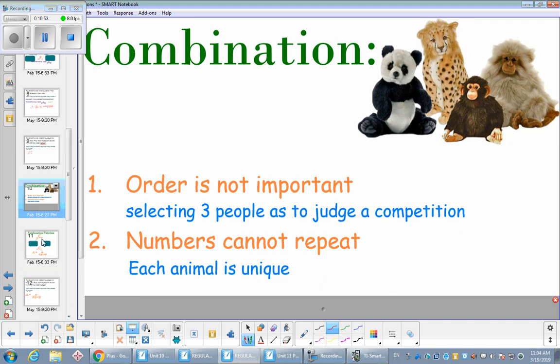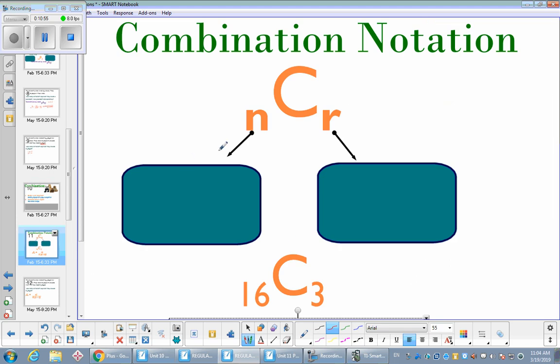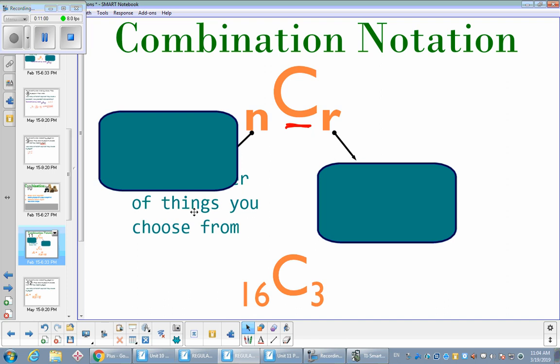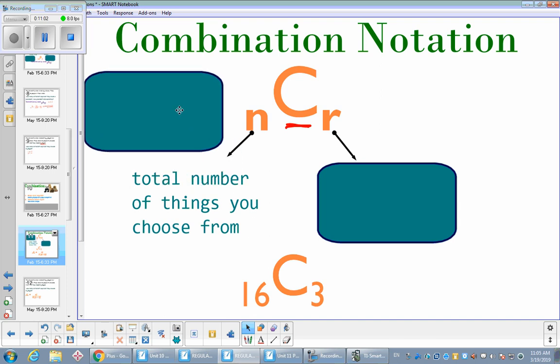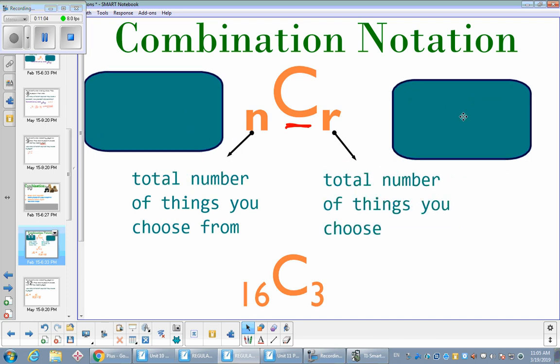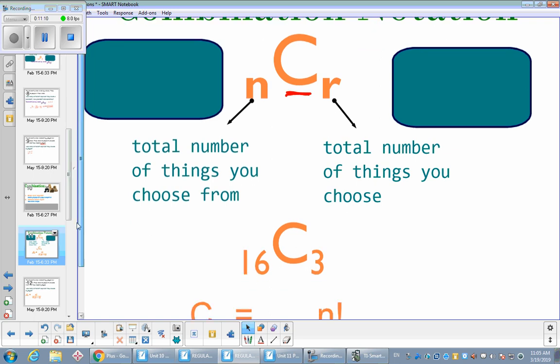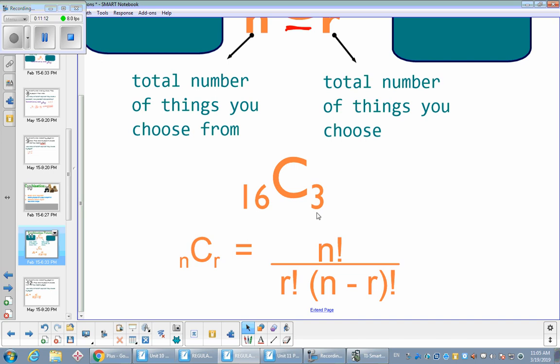So here is the notation for a combination. It's nCr, same thing as a permutation. n is the number of things you're choosing from. r is the total number of things you choose. So the notation for the last one we did would be 16 combination 3. All right, and then the last thing is the formula for a combination.